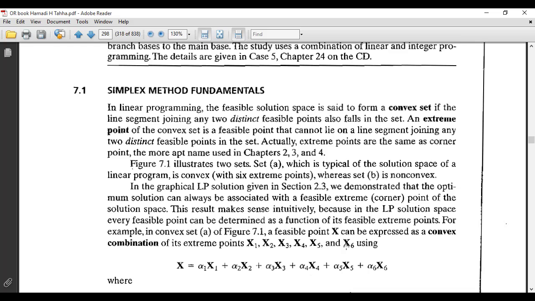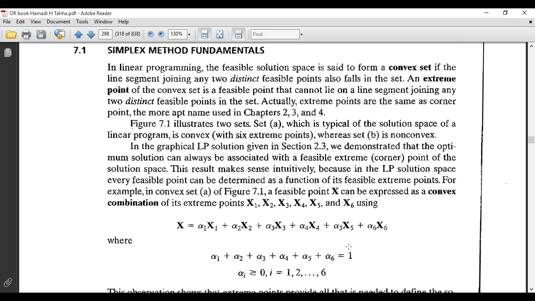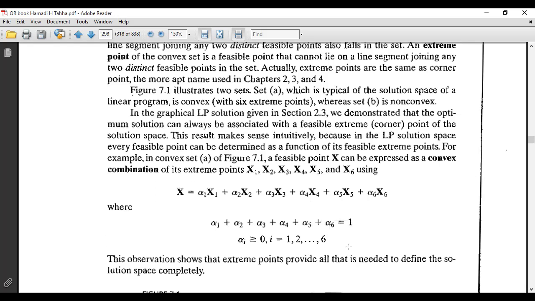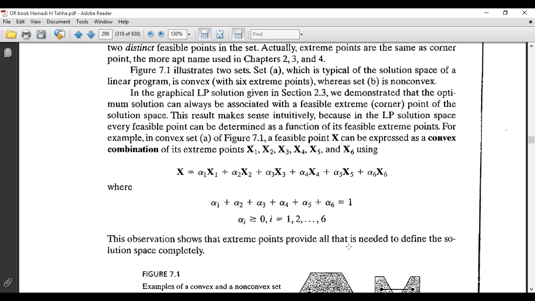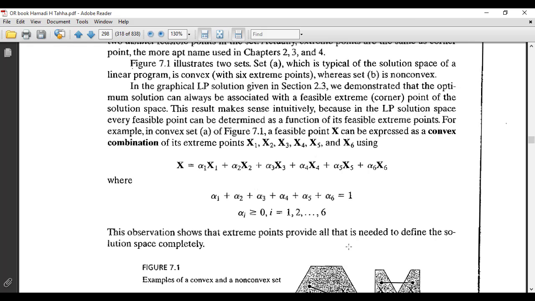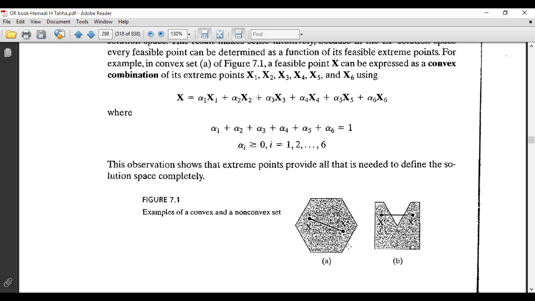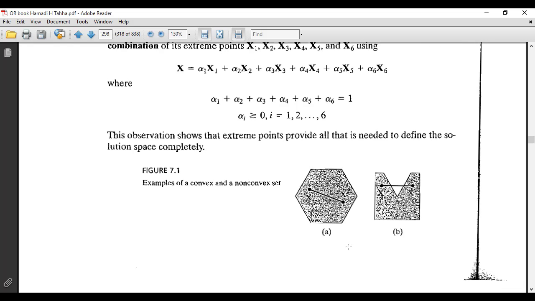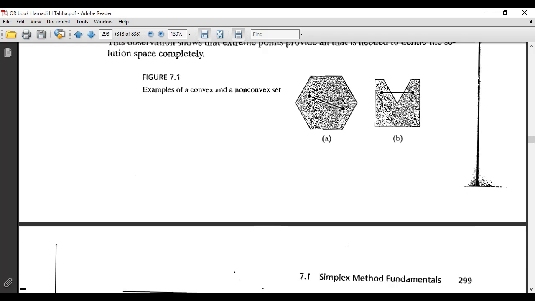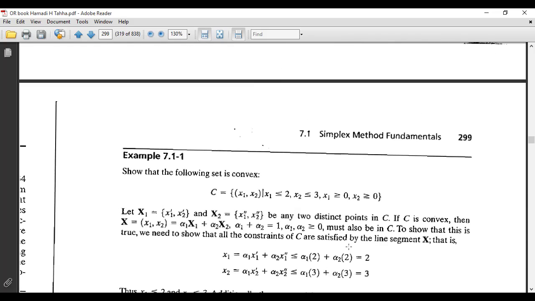feasible space? So x is represented by alpha 1 x1, alpha 2 x2, alpha 3 x3, alpha 4 x4, plus alpha 5 x5, and plus alpha 6 x6, where alpha 1, alpha 2, 3, 4, and 5, all their addition should be equal to 1, and alpha i should be greater than or equal to 0, where i varies from 1 till 6, as we have 6 variables over here. So this observation shows that the extreme points provide all that is needed to define the solution space completely. So if we see this diagram, part A is the example of the feasible solution.